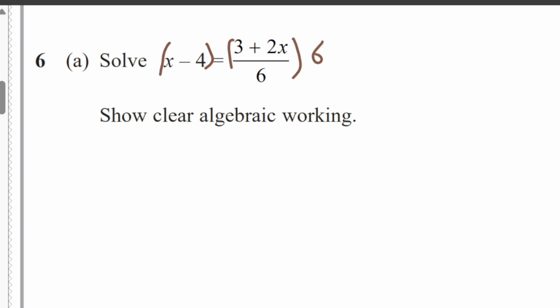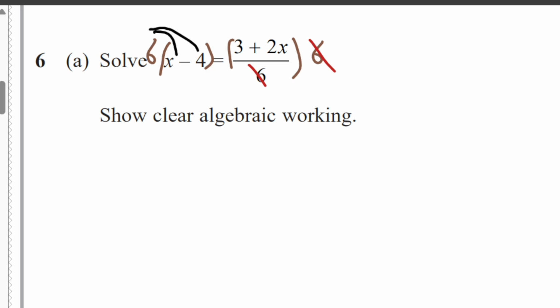So we multiply here by 6. We multiply here by 6. Why? To cancel this 6. So now we don't have any denominator, which is easy. Now what I will do is I'll multiply this here and there.